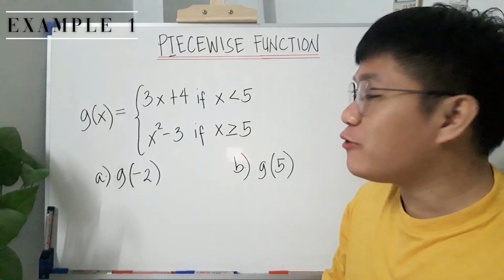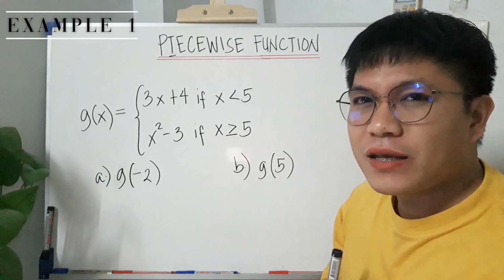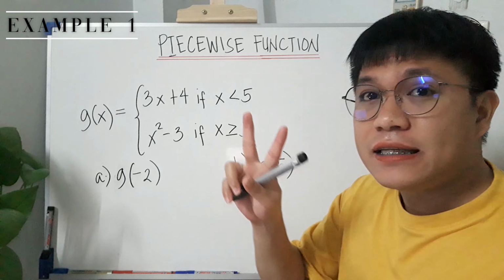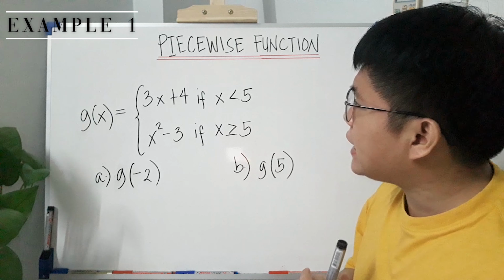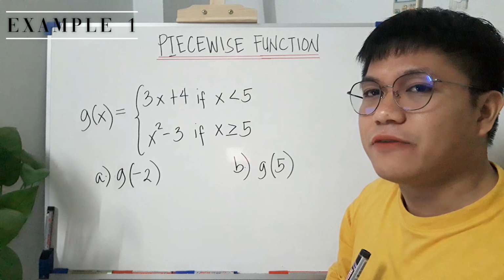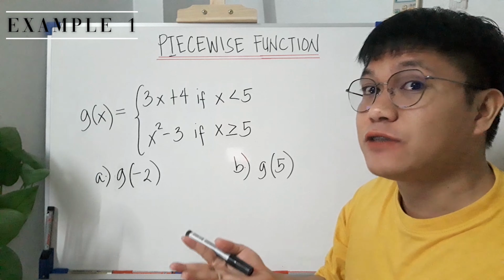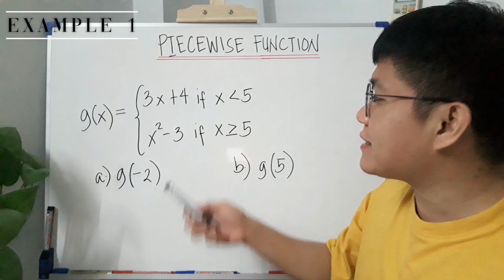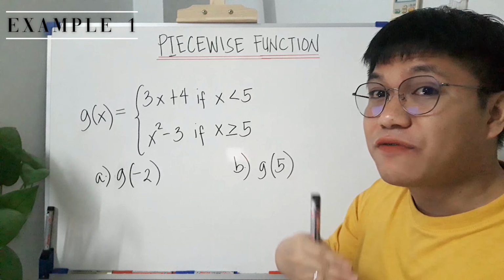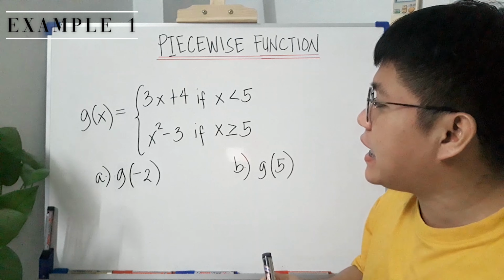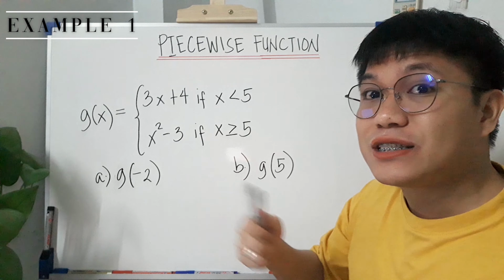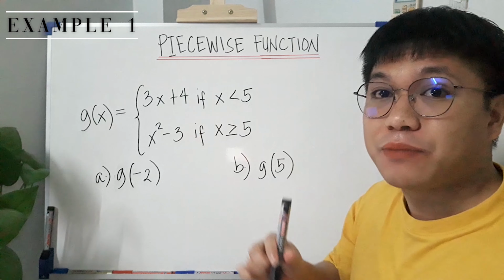First, we will evaluate g of negative 2. Before we answer that, we will look back to our given domains in the two formulas. The first domain is x is less than 5, and the second is x is greater than or equal to 5. So, where do you think negative 2 belongs? Correct. That belongs to x is less than 5, which starts from positive 4 down to negative infinity. That means, since our value is negative 2, we will use the first formula, which is 3x plus 4.